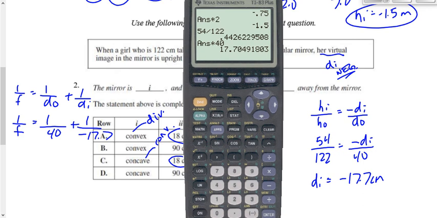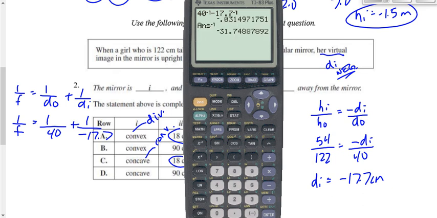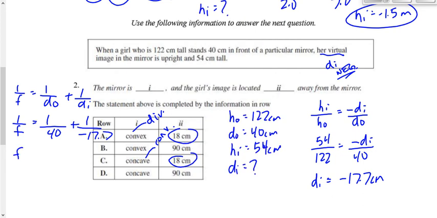So let's figure this out. Let's say 1 over 40, subtract 1 over 17.7, or you could have added 1 over negative 17.7. Let's flip that over. Negative 32. The negative focal point means it's a diverging mirror or a convex mirror, so my answer is A.